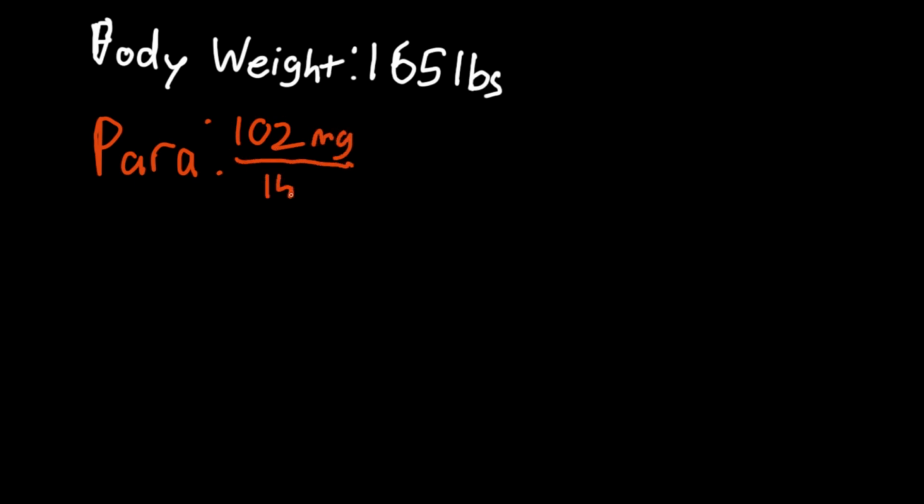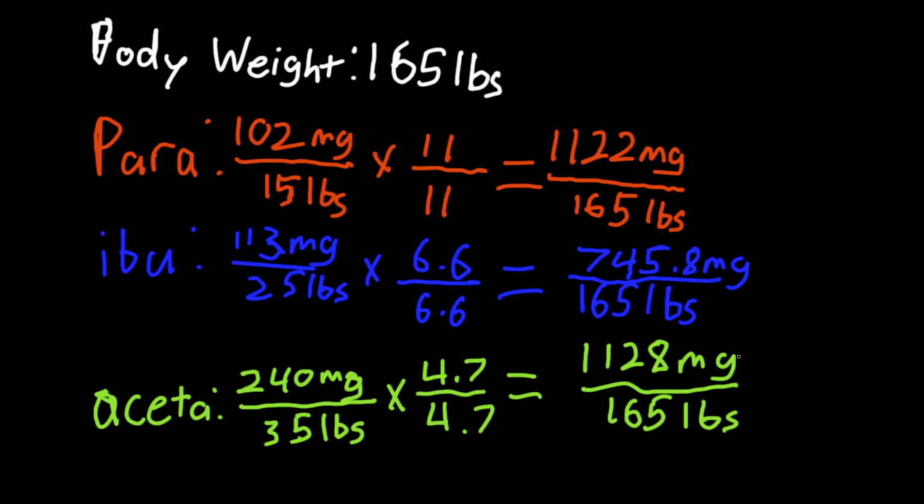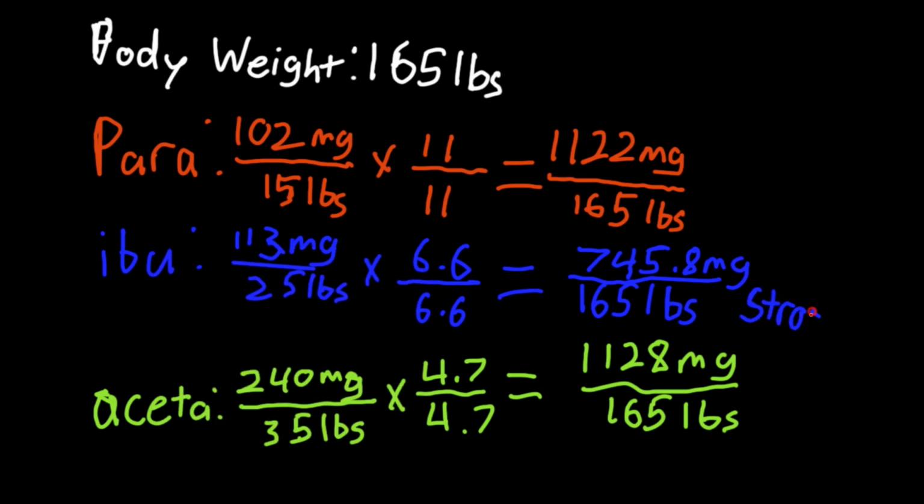In order to calculate how much of a given molecule needs to be given for someone of my weight, we must multiply the milligrams per pounds of body mass by a constant value to ensure that the denominator, the pounds of body mass, is equal to 165 pounds. This will ensure that each molecule applies equally. Performing the calculations, it takes 1,122 milligrams of paracetamol, 745.8 mg of ibuprofen, and about 1,128 mg of acetaminophen for a full dose. Ibuprofen is clearly the strongest of these molecules.